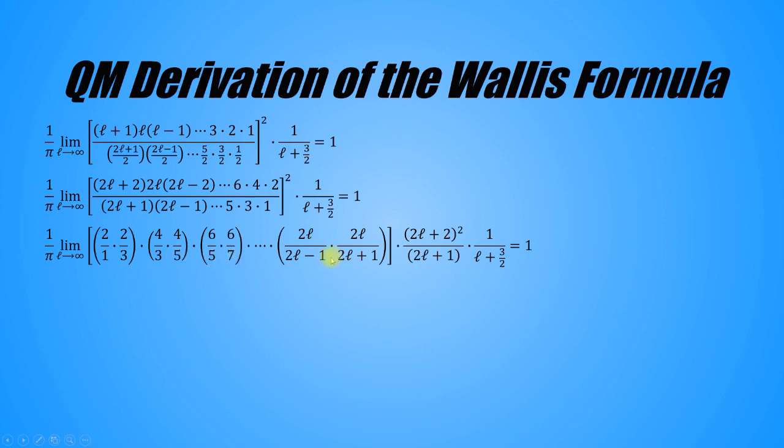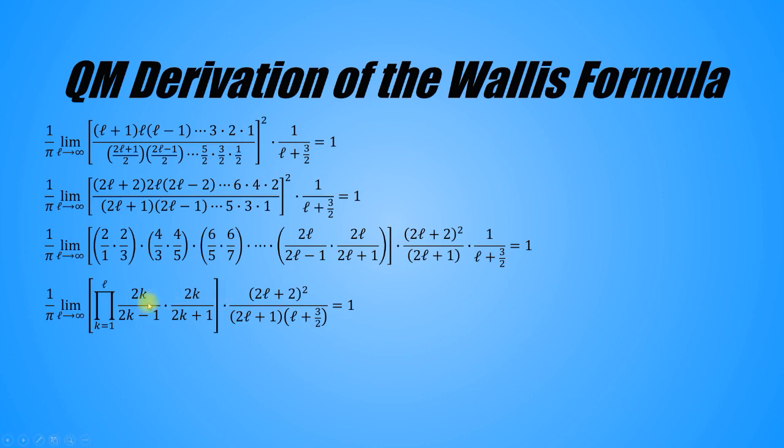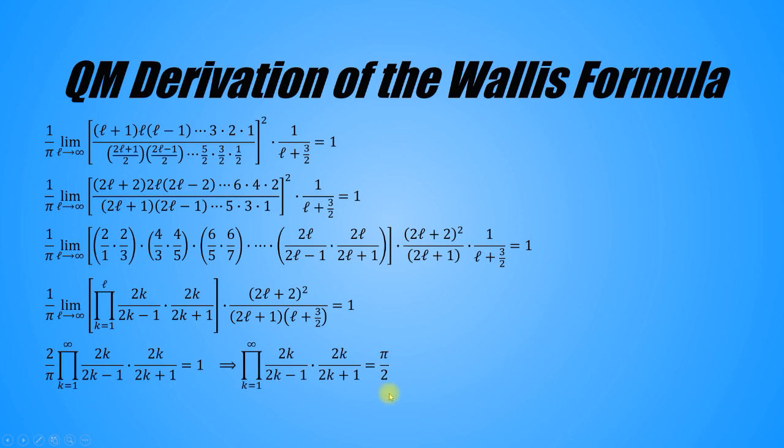This product in brackets should be recognizable as a truncated version of the Wallis product from the last video, so I'll go ahead and use the big pi notation formula. Now it's time to take the limit as L goes to infinity. When we take the limit of the finite product, we get the infinite product. And when we take the limit of this expression, we get 2. And that 2 is sitting right here. So we have 2 over pi times the Wallis product equals 1. In the final step, multiply both sides by pi over 2, and this completes the derivation.